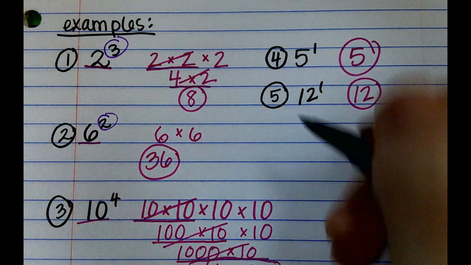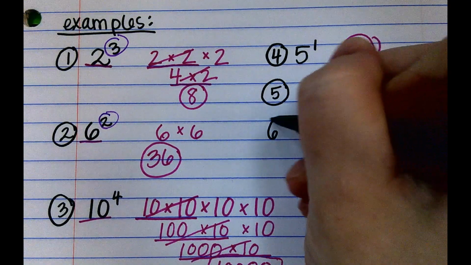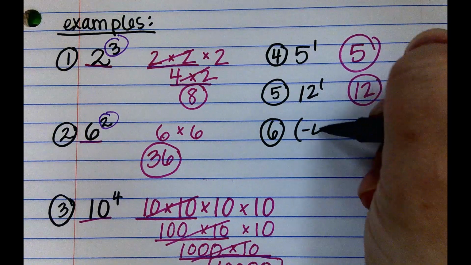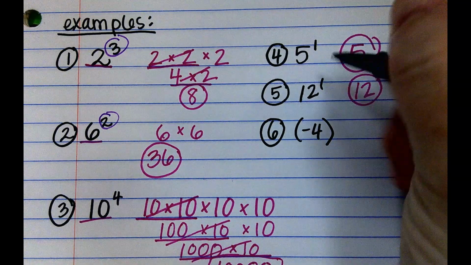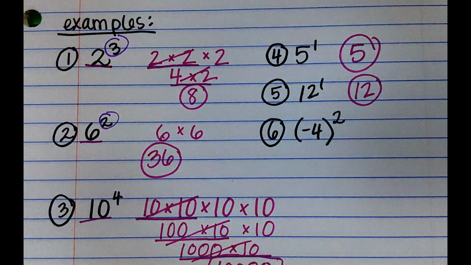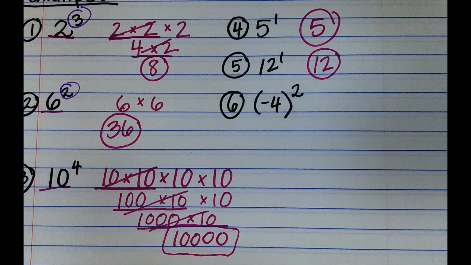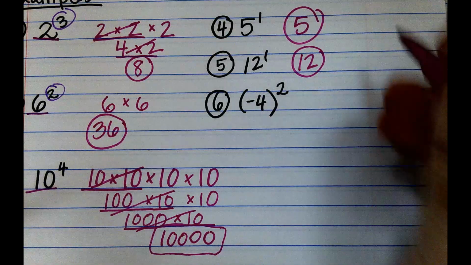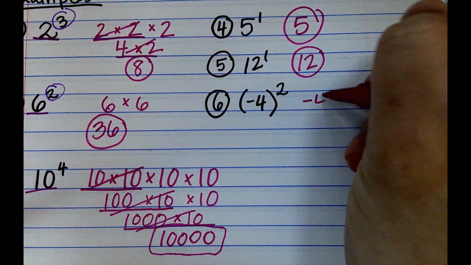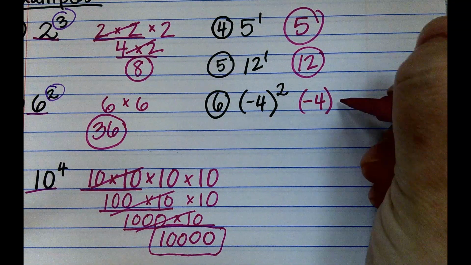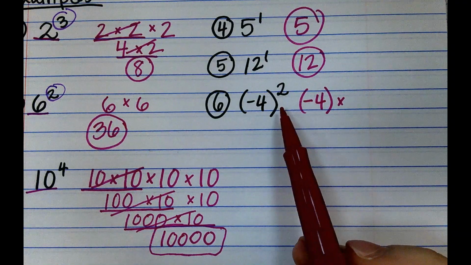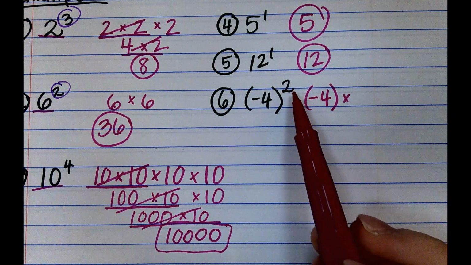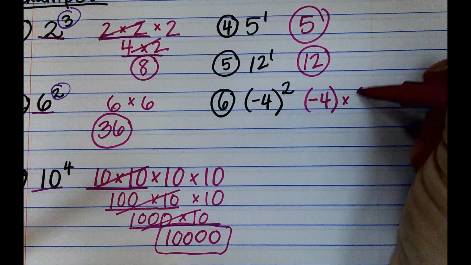Here's a tricky one. What if I have -4 to the second power? What multiplication do I write? You'll write -4 2 times.